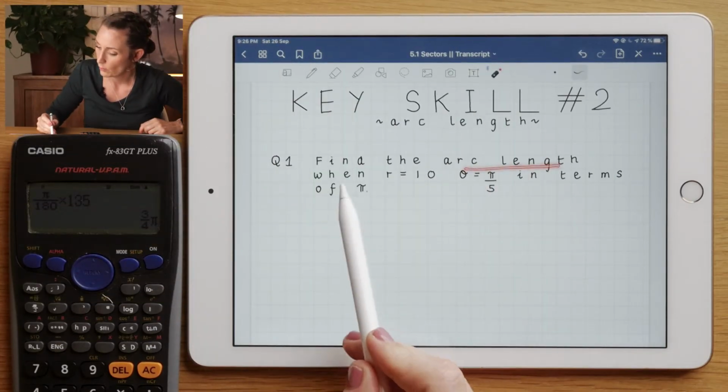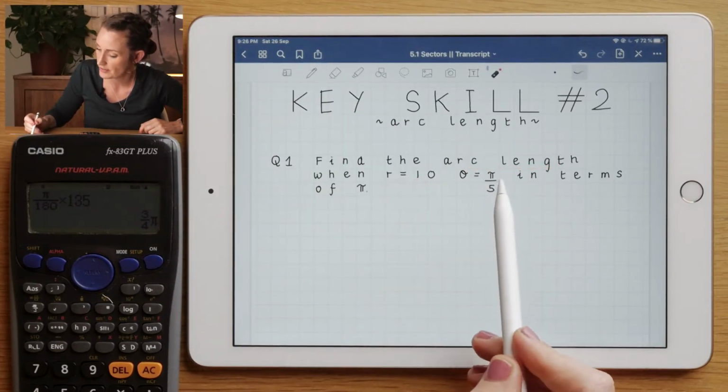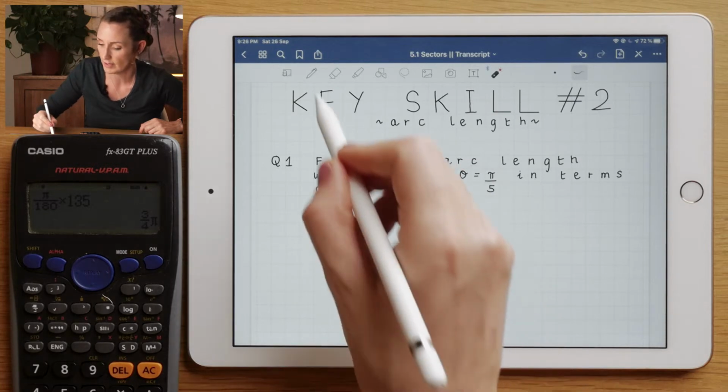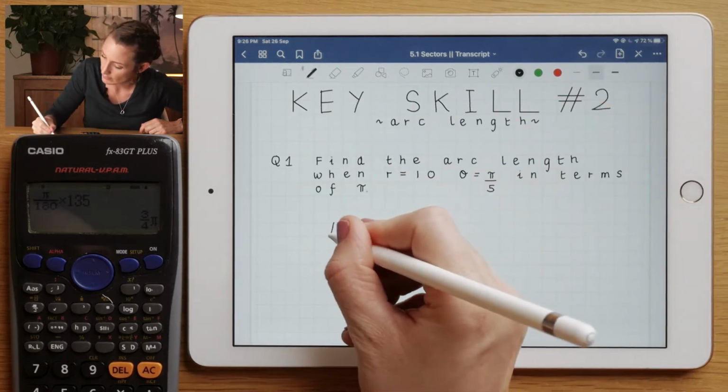Welcome to Key Skill 2. In Key Skill 2, we're going to be looking at arc length questions. We've been asked to find the arc length when r is equal to 10 and theta is pi over 5, so theta is in radians. What I'd like you to do is write down your formula.